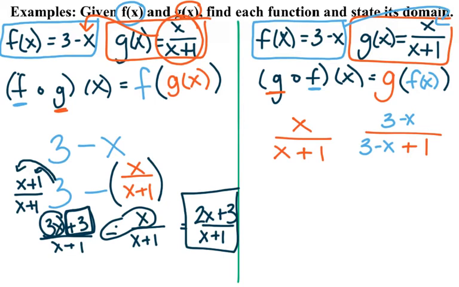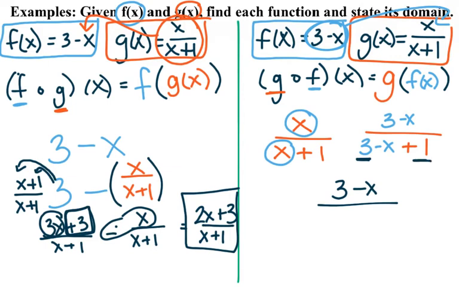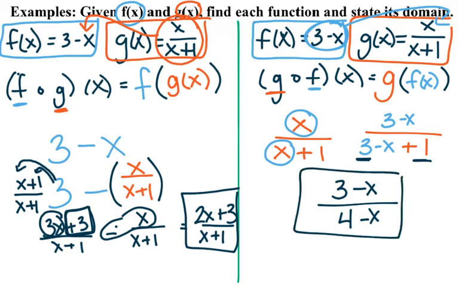So hopefully you see what I did. There was an X here. I replaced it with 3 minus X because that's what the F is. There was an X here. I replaced it with 3 minus X because that's what the F is. Okay, and now I'm just going to simplify. So that top, I got 3 minus X. There's nothing to do to that. On the bottom, I have a positive 3 plus 1, which is just 4. Alright, and then that is my final answer. So that was a lot easier than that first one.